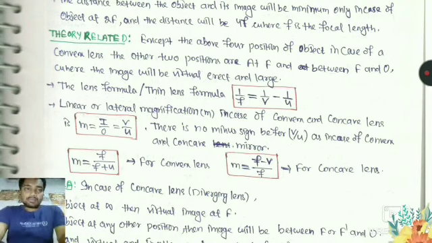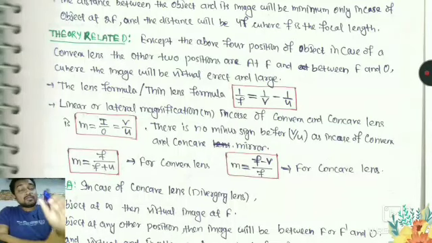1 by f equal to 1 by v minus 1 by u. We know that u is the object distance and v is the image distance. And magnification tells how magnified the image formed is in comparison to the object. That is, m is equal to I by O, where I is the height of the image and O is the height of the object. So I by O equal to v by u, where v is the image distance and u is the object distance. But in the case of a concave mirror, we know m is equal to minus v by u.